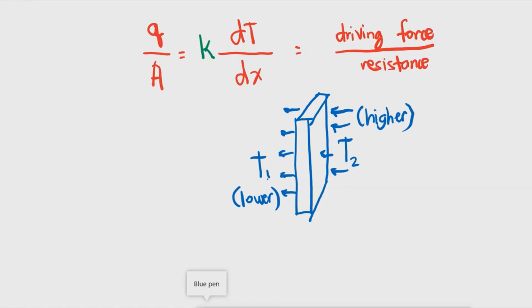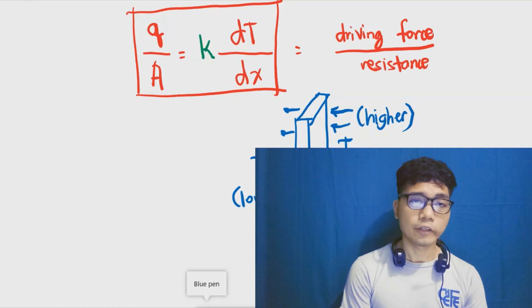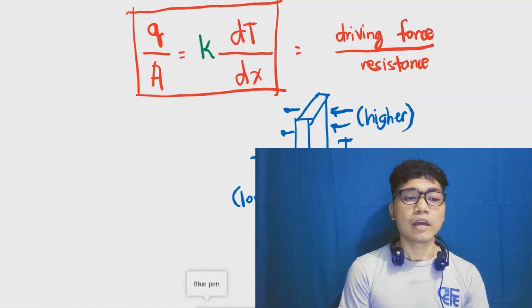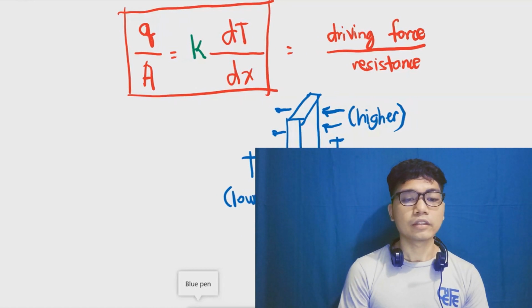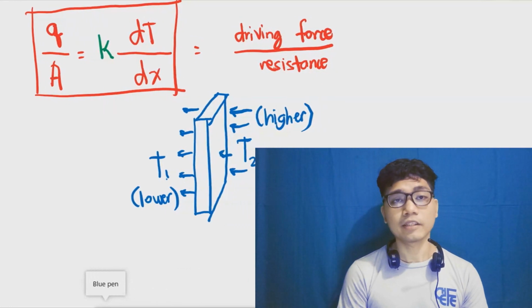Okay, so this is just to introduce to you the general equation of our Fourier equation, which we will be using a lot, especially in conduction. Okay, so before we begin with conduction, let us just first introduce the mechanisms of heat transfer. Okay, and there are three main categories of heat transfer mechanisms.